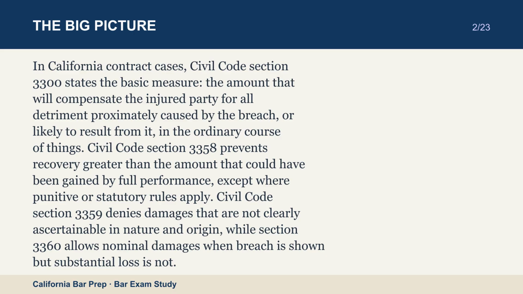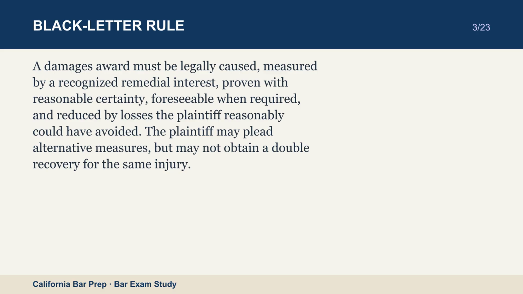Civil Code Section 3359 denies damages that are not clearly ascertainable in nature and origin, while Section 3360 allows nominal damages when breach is shown but substantial loss is not. A damages award must be legally caused, measured by a recognized remedial interest, proven with reasonable certainty, foreseeable when required, and reduced by losses the plaintiff reasonably could have avoided. The plaintiff may plead alternative measures, but may not obtain a double recovery for the same injury.